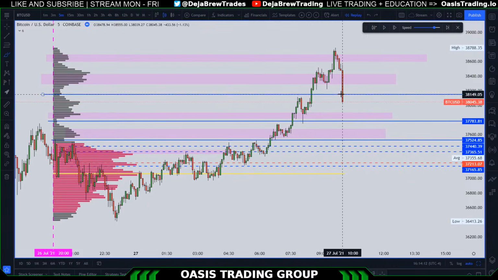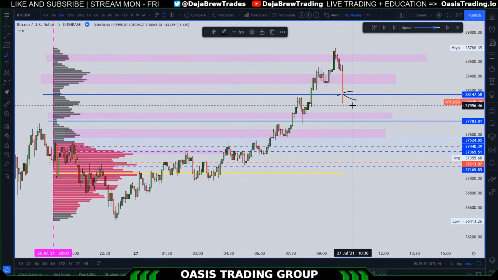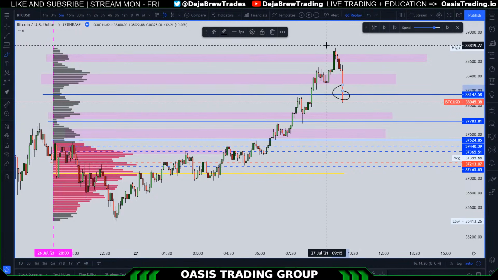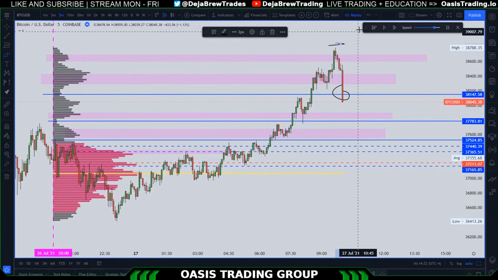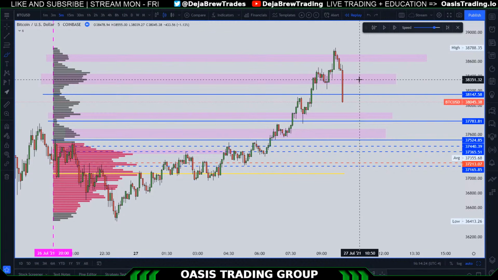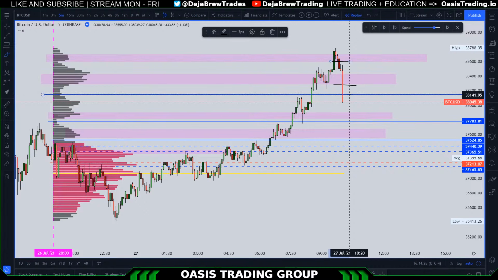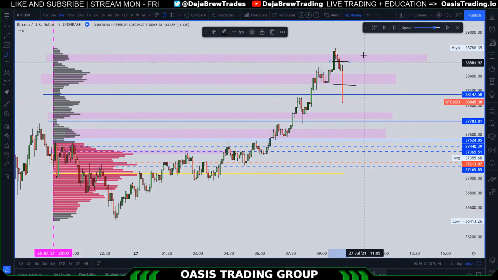You could have also shorted the loss of the volume gap, but that's pretty far away. So if you shorted this, your stop loss would have to be up here. That's not a good trade. So unless you were very quick and you got this trade or this trade, I probably would not trade this.